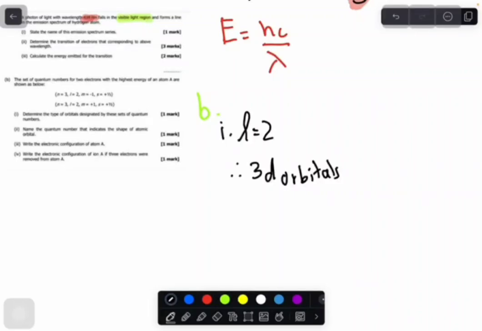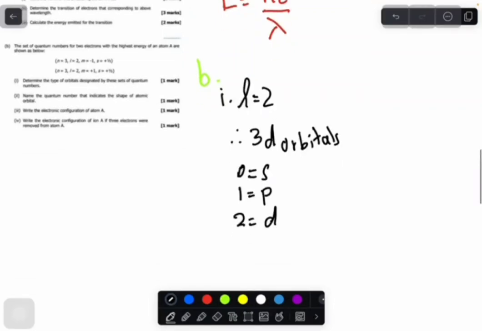So meaning to say 0 is s, 1 is p, 2 is d, 3 is f. That is the SPDF notation, guys. So since L equals 2, we know that the orbital is d.